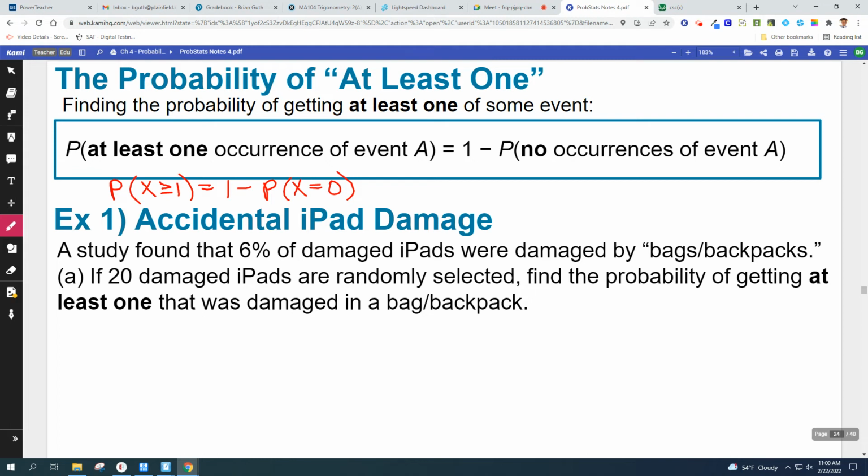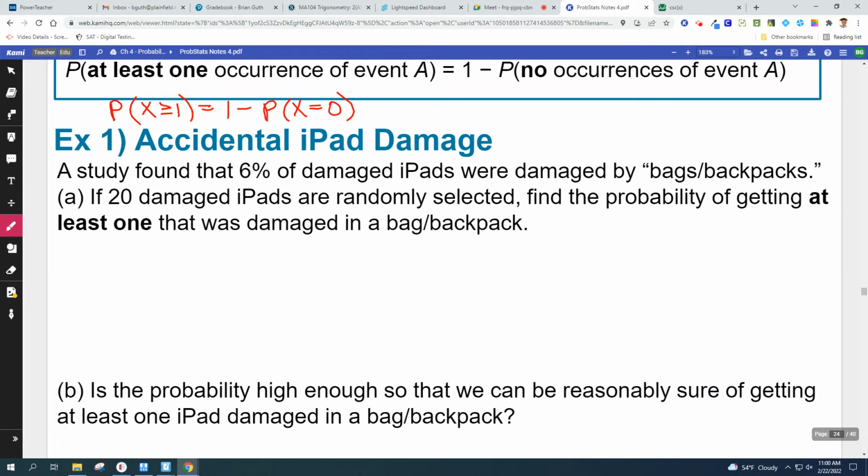Number 1, accidental iPad damage. A study found that 6% of damaged iPads were damaged by bags or backpacks. Part A says if 20 damaged iPads are randomly selected, find the probability of getting at least one that was damaged in a bag or backpack. So think about what at least one means, okay? It means 1 or 2 or 3 or 4 or 5 or 6 or 7 or 20 are damaged, okay? So that's a really complicated problem to calculate directly.